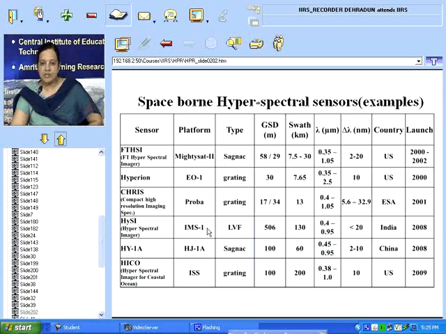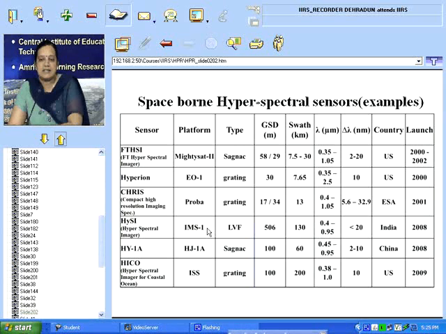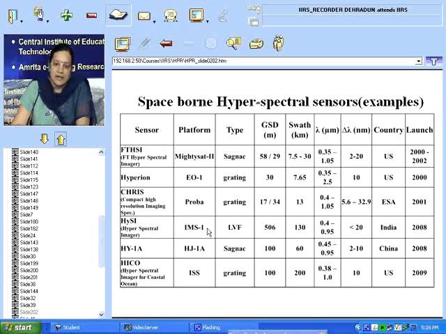Then India also launched a hyperspectral sensor on board the Indian Mini Satellite 1 in 2008, called the Hyperspectral Imager. China also has launched one hyperspectral imager satellite called HJ-1A. Then the US in 2009 also launched another sensor, the Hyperspectral Imager for Coastal Oceans, on board the ISS, with a very coarse resolution, because in oceans we don't need a very high spatial resolution, but the spectral resolution is of the order of 10 nanometers in the spectral region from 0.38 to 1 micrometers.